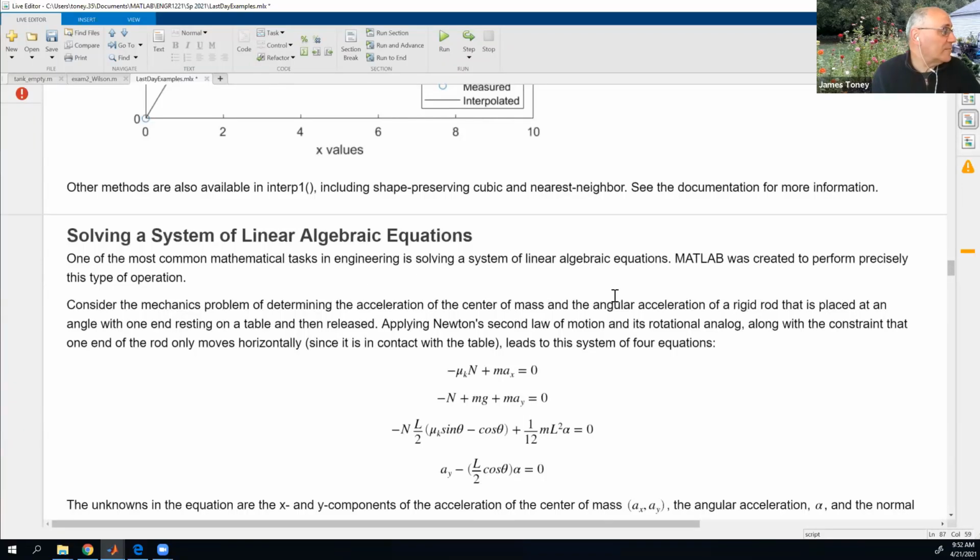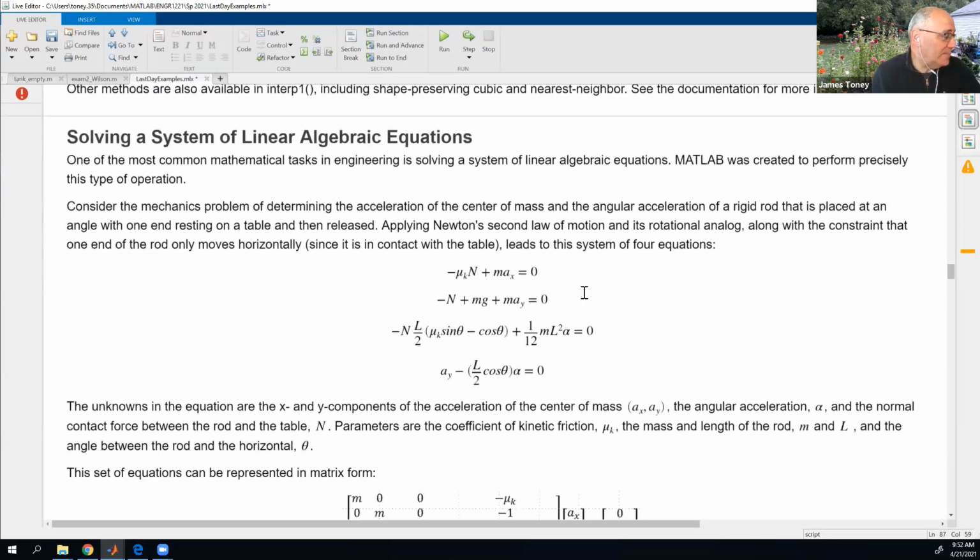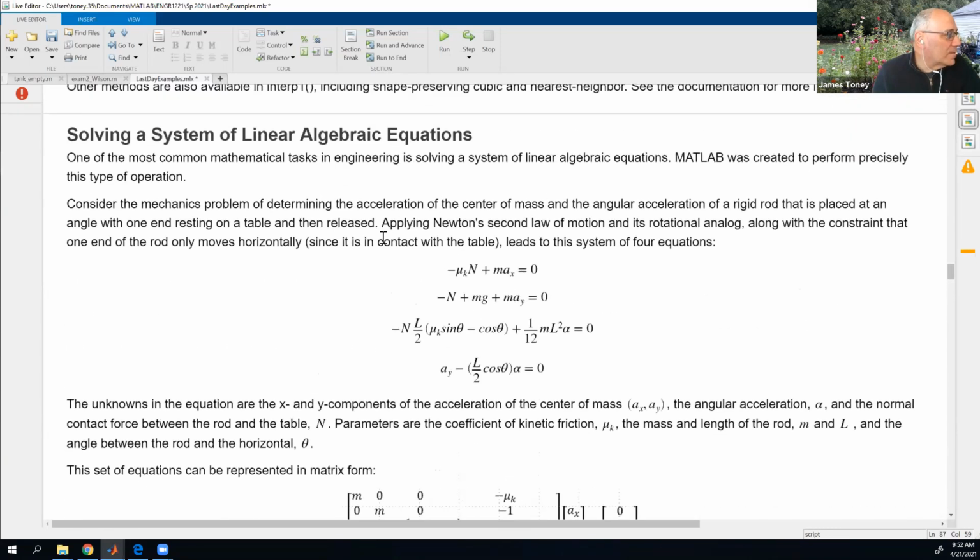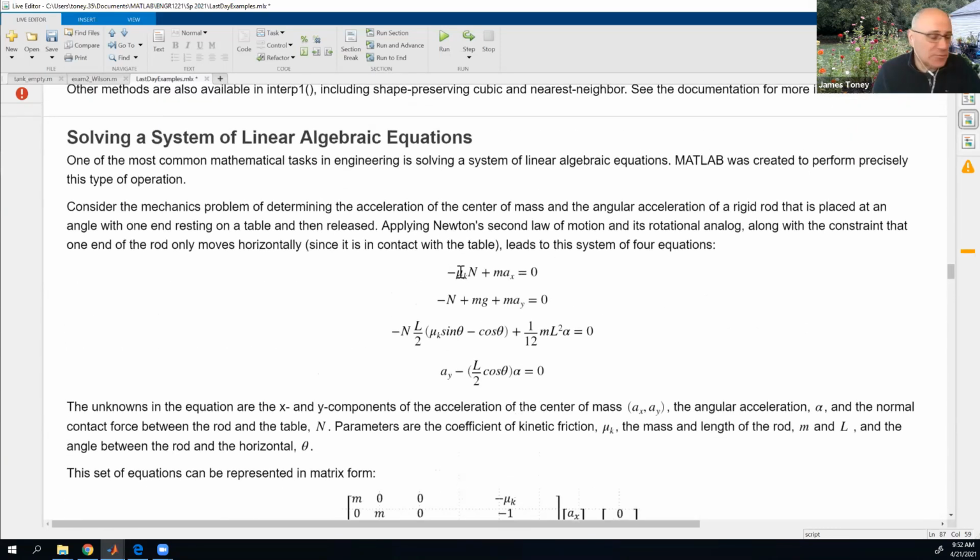All right, so now probably the most useful thing I can teach you in MATLAB for saving you work in your future courses. When I teach mechanics, I always try to get people to use MATLAB to save themselves a lot of algebraic work, and people are just really resistant to do it. But here's a typical mechanics problem.